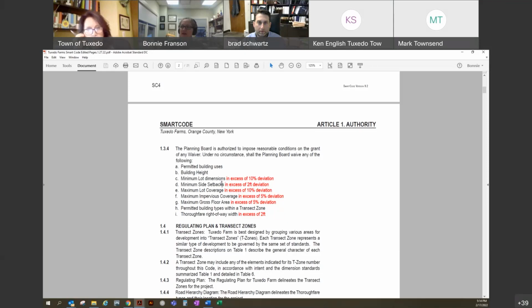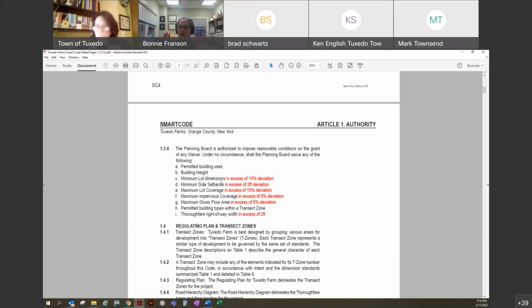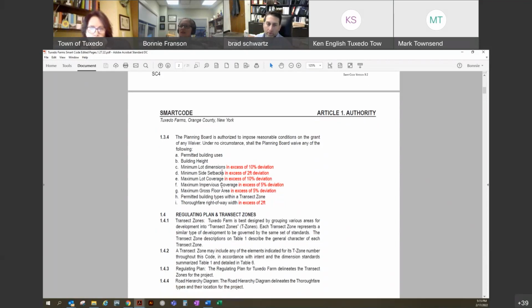Side setbacks was simply having a building relate to the side yards. So side setbacks means how far the building is from each side lot line, and it wanted to keep a certain minimum so that you had space between buildings. Maximum lot coverage, it didn't want that to increase beyond what was allowed, to ensure a certain amount of greenscape around the buildings. Maximum impervious coverage is the same thing. The lot coverage controls the building size, the footprint of it, and the impervious coverage controls the pavement and the building together.